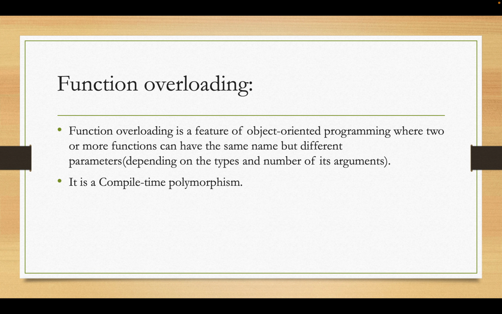Function overloading is a feature of object-oriented programming where two or more functions can have the same name but different parameters. This is a very straightforward definition: overloaded functions have the same name but different parameters passed to them. By different parameters, we mean either the types of the parameters are different, or the number of arguments or parameters passed is different for different functions.